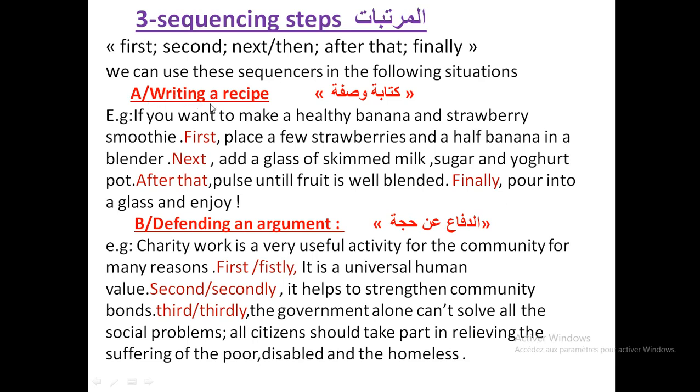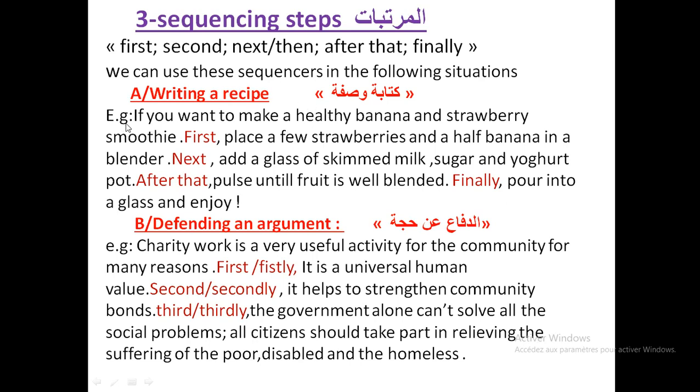The first one, writing a recipe, كتابة وصفة. كي نكتبوا وصفة نمدوا les étapes، وحدة وحدة حتى تخلص. That's it. So in this situation we use the sequencers. في هاد الحالة كي نمدوا وصفة لازم نستعملوا the sequencers.